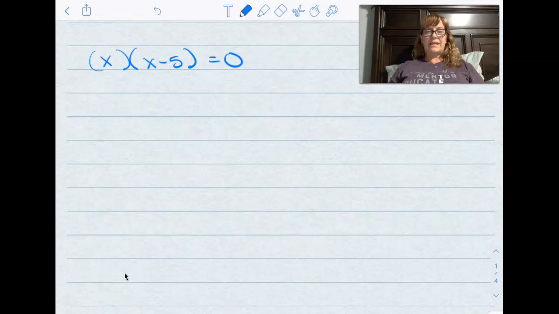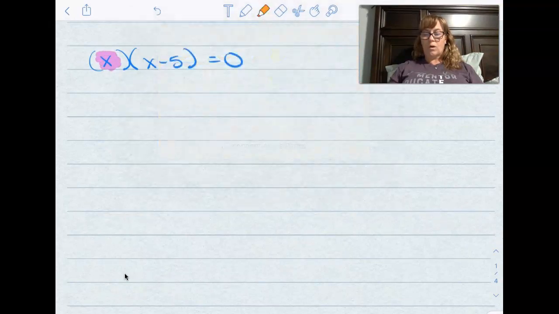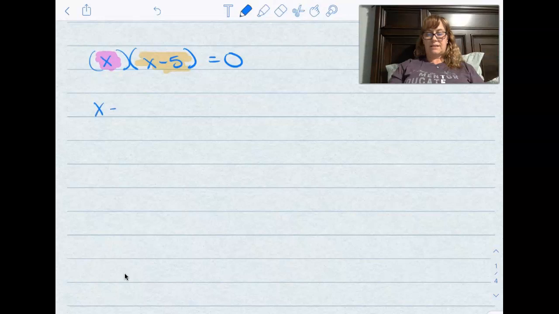Okay, well here I didn't give you the polynomial. I already did the factoring for you, and we've got x times x minus 5 equals 0. That means that either this has to equal 0 or this has to equal 0. So you just separate them out, right? So x equals 0 or x minus 5 equals 0, and you solve.